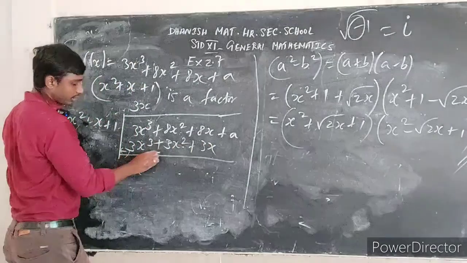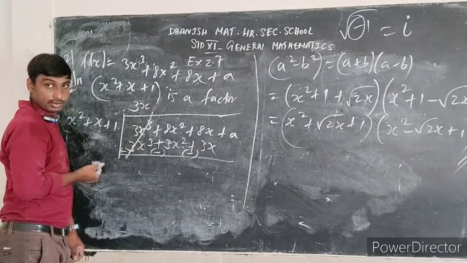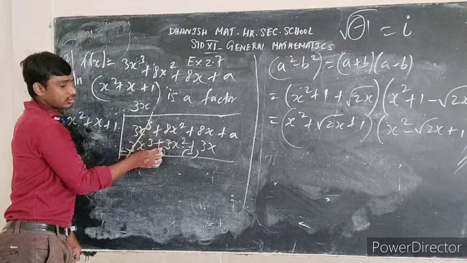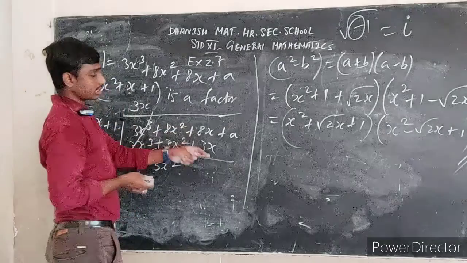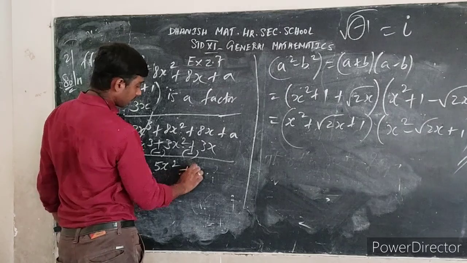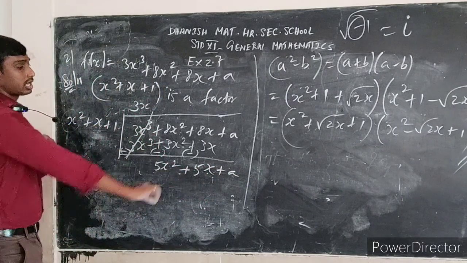So now I am going to change the sign. Subtracting here this one, plus 3x cube and minus 3x will cancel. 8x square minus 3x square you are getting, that will be 5x square here. 8x minus 3x you are getting, that will be plus 5x plus a is a constant.